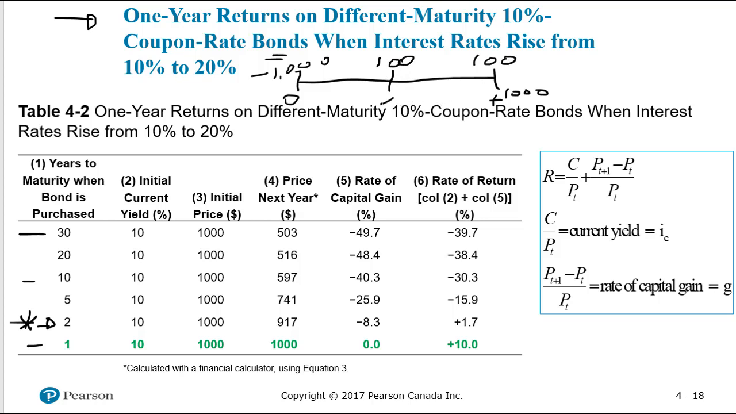But what we're looking at is that if the interest rates rise to 20% from 10%, we know that the price is going to go down. So if we're looking at this row, the initial current yield is 10%. That's the coupon rate. The initial price was 1,000 when it was issued. But what is the price the next year when the rates have gone up to 20%? And it says here, a little star, that this is calculated using the financial calculator. I just want to show you how we do that.